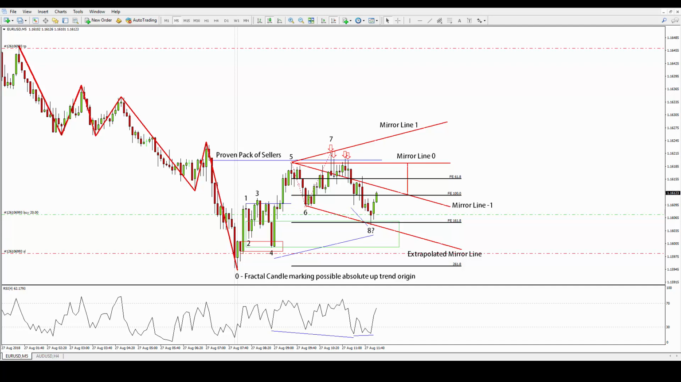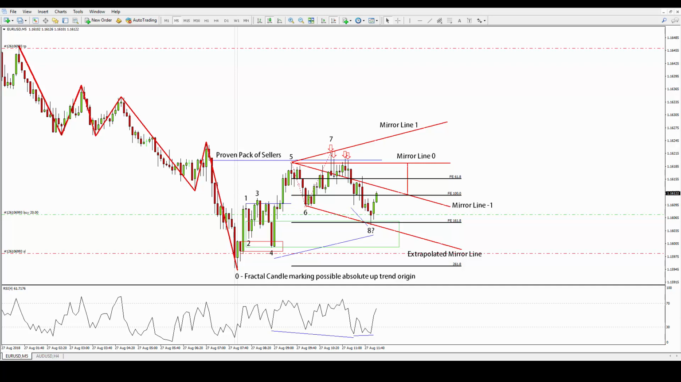The reason we mirror these lines in such a way is to try to calculate the extension of the seller movements using the extension of buyer movements as an axis. The fourth red line called extrapolated mirror line is drawn respecting the same angle from mirror line -1, but it comes out of low number 6, which is our most recent significant low.